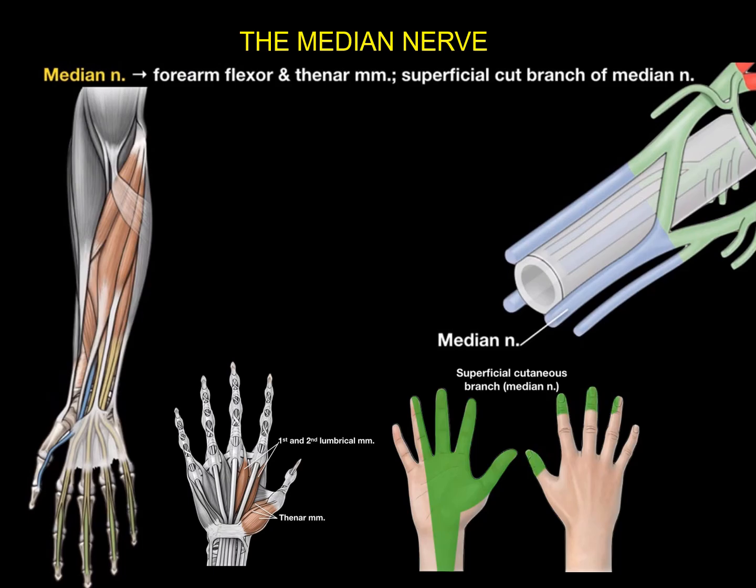Muscular branches of the median nerve innervate the forearm flexors, except flexor carpi ulnaris and the medial half of the flexor digitorum profundus. They innervate the thenar muscles, except the adductor pollicis, and innervate the first and second lumbrical muscles. Cutaneous branches innervate the palmar surface and fingertips of the lateral 3.5 digits, and same digits distal to the proximal interphalangeal joints on the dorsal side of the hand.